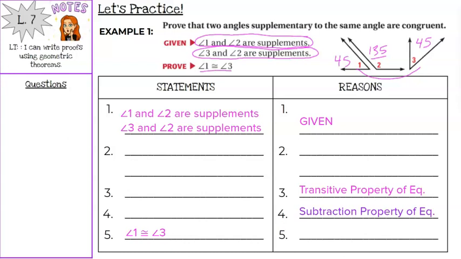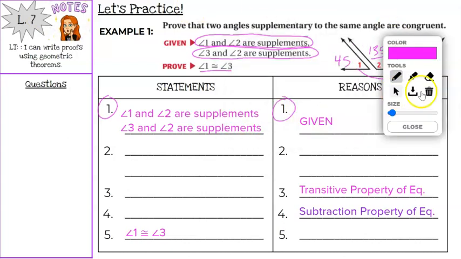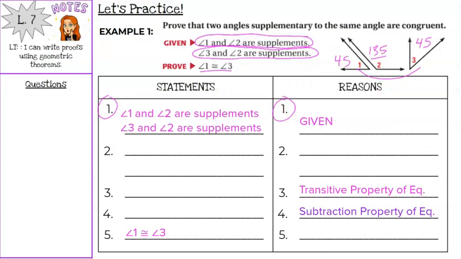So after we make sense of it, we want to walk through in a logical manner to explain why it makes sense. Why is this true? So we always start off with our givens. Angle 1 and angle 2 are supplements. Angle 3 and angle 2 are supplements. Then we're going to explain what it means to be supplements. What does it mean to be supplementary? Well, it means that your angles add to 180. So we set that up and we use that definition of supplementary.